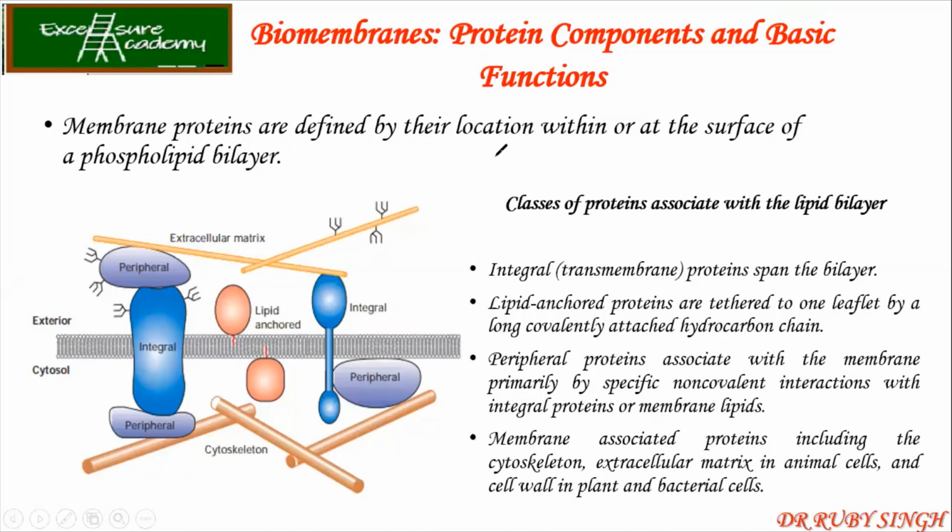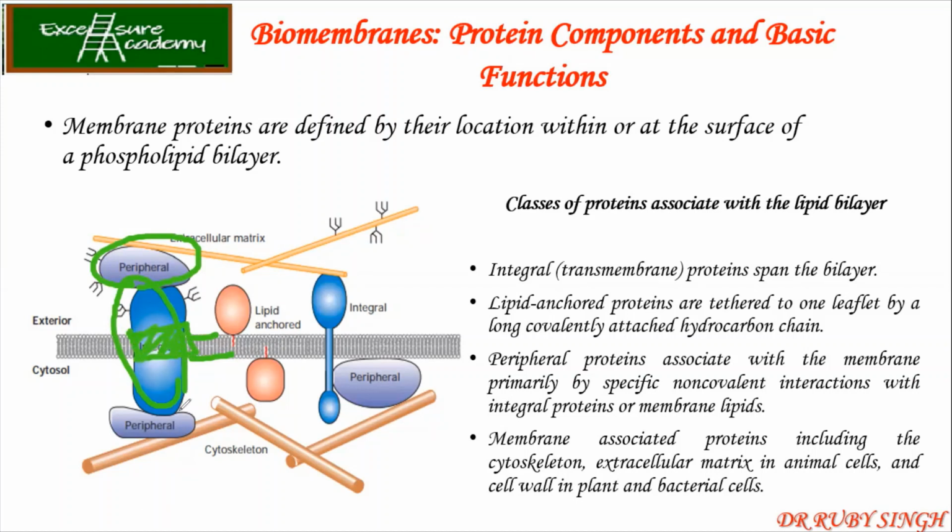In the fluid mosaic model, there were mainly two types of proteins: peripheral proteins like this, and the integral proteins. Now what do you mean by integral proteins? They are the proteins having a hydrophobic core. Since they have a hydrophobic core, they will pass through the plasma membrane. It means that this portion of your integral membrane protein has hydrophobic amino acids.